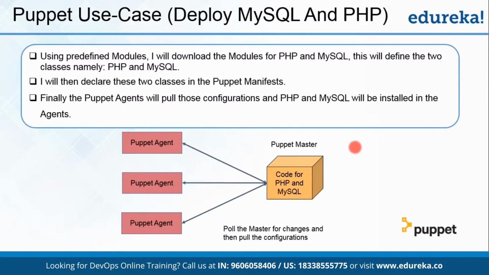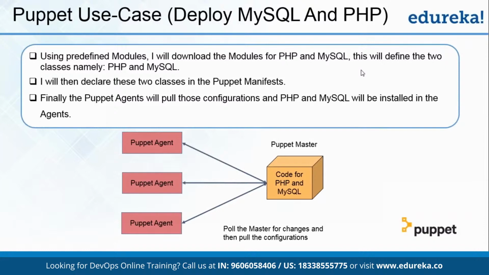Now you cannot deploy the class directly onto the nodes. So what you need to do is, in the Puppet manifest, declare those classes. Whatever class you have defined, you need to declare. I'll tell you what manifests and modules are, so you don't need to worry about that. I'm just giving you a general overview of what we are going to do in today's session. So you just need to declare those two classes, that is PHP and MySQL, and finally deploy that onto the nodes. It is that simple, guys. As you can see, there will be code for PHP and MySQL, and from the Puppet master it will be deployed onto the nodes or the Puppet agents.